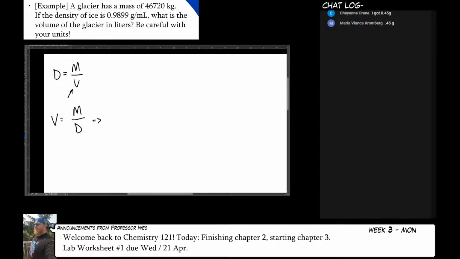So now I'm going to input the mass as shown. That's the mass of the glacier. I'm going to put a big division bar here real quick. I'm going to divide that by the density, 0.98 grams per milliliter. So we need to do some fiddling with this, don't we? First of all, kilograms and grams won't cancel out. And then second of all, I have a fraction on the bottom of a fraction.